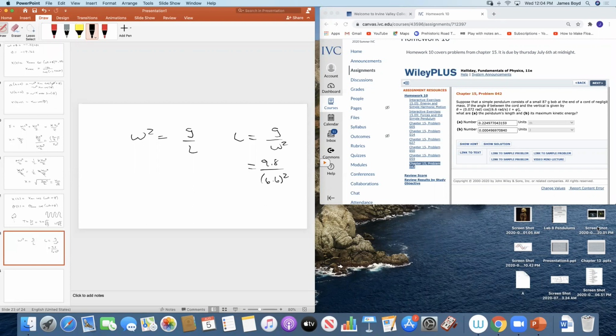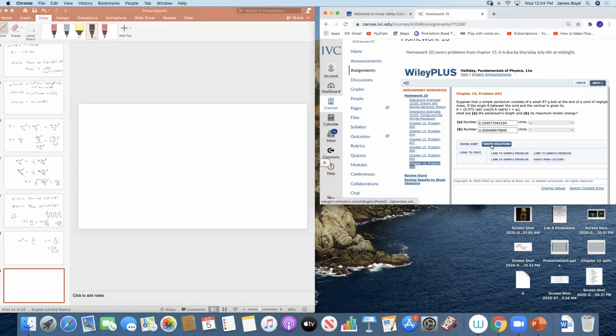What is its maximum kinetic energy? Now, this is a little bit weird, okay? Because what we really are being asked is what is the velocity when it gets to the bottom. Now, here's the odd thing in this problem, which I don't even want to talk about, but I'll show you the solution.